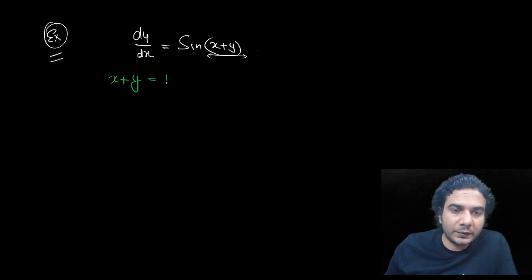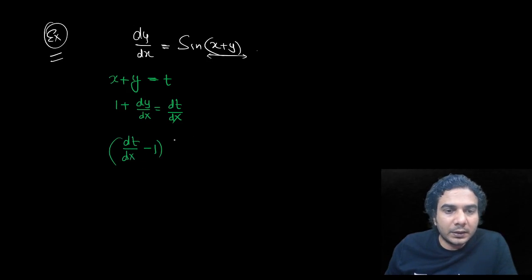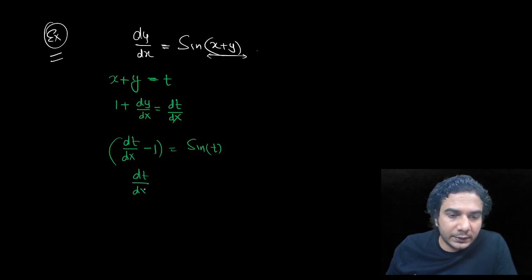Put x plus y is equal to t. Okay, so in this case we'll start with the substitution. x plus y is equal to t, and differentiate it. So it is 1 plus dy by dx is equal to dt by dx. Alright, so dy by dx is equal to dt upon dx minus 1, and this is going to be sine of t, then dt upon dx is equal to sine of t plus 1.